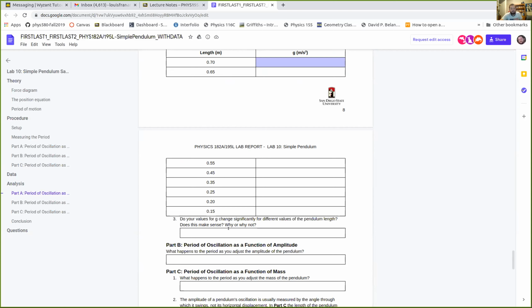And you should notice, it asks you right here what you observe, you should notice that they're all about the same. I mean, there's going to be some experimental error, but they should all be roughly the same, okay?